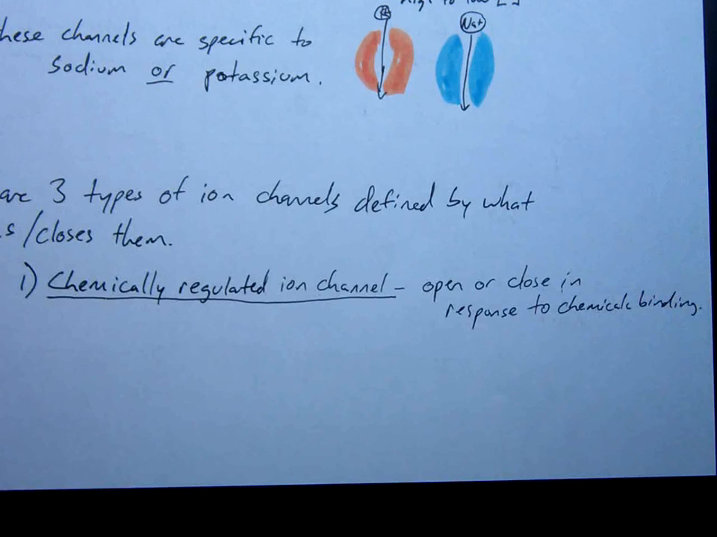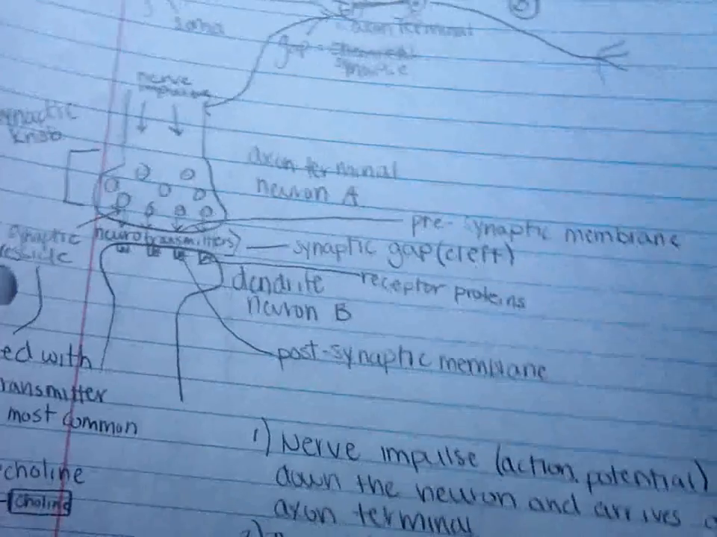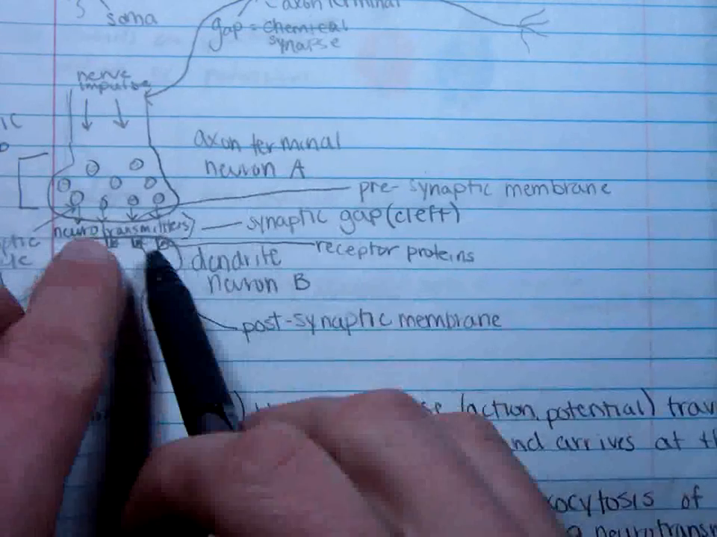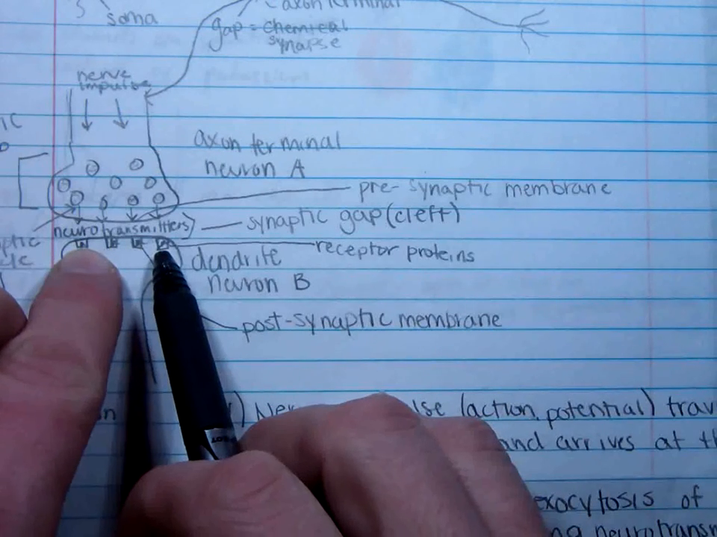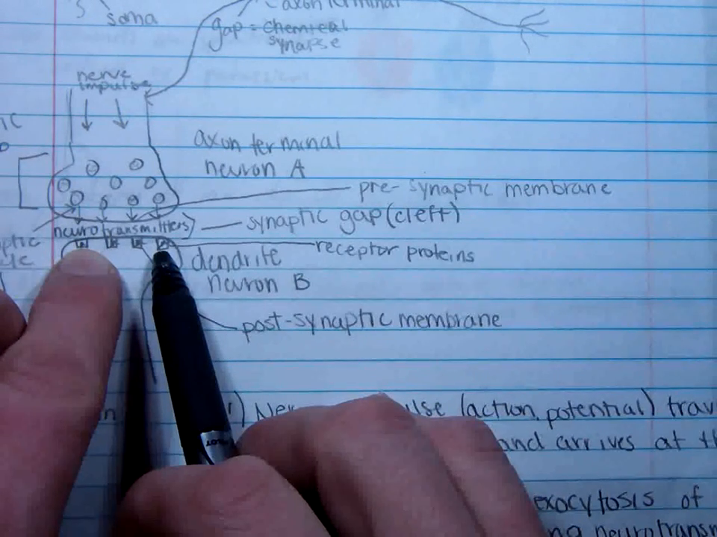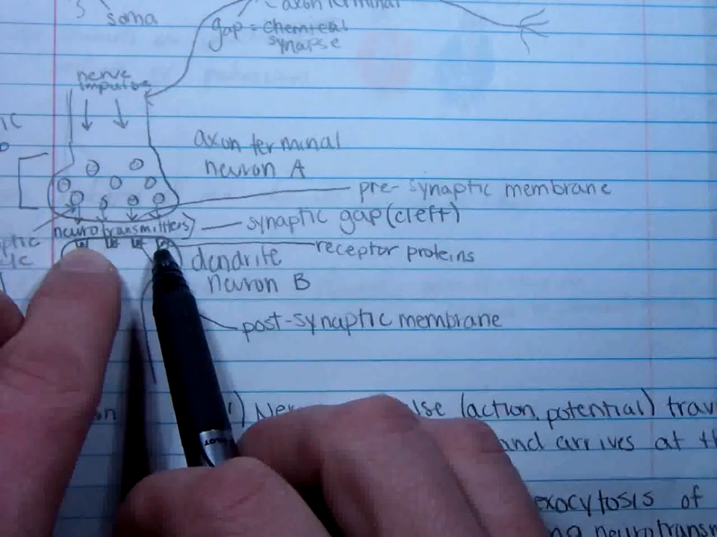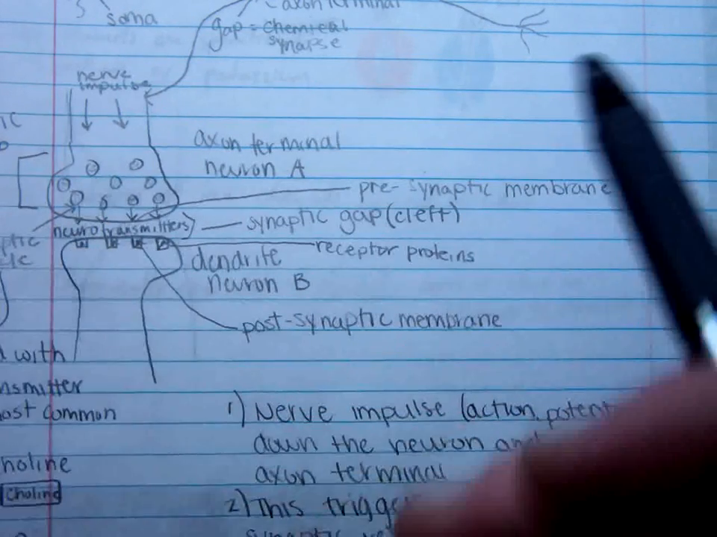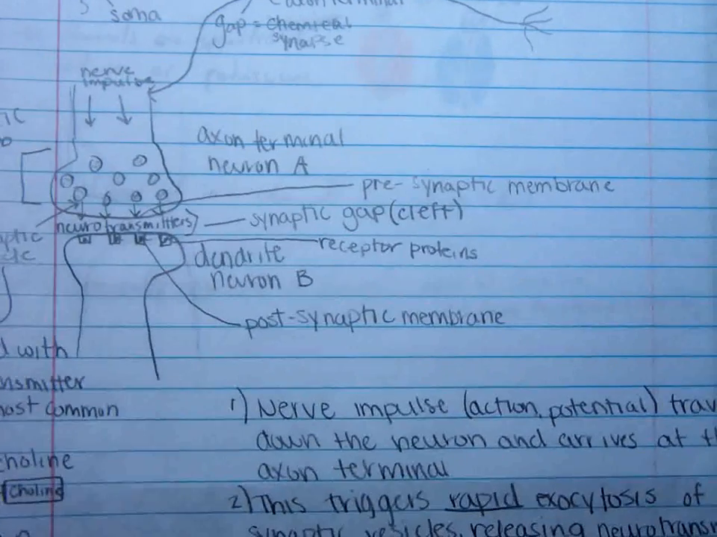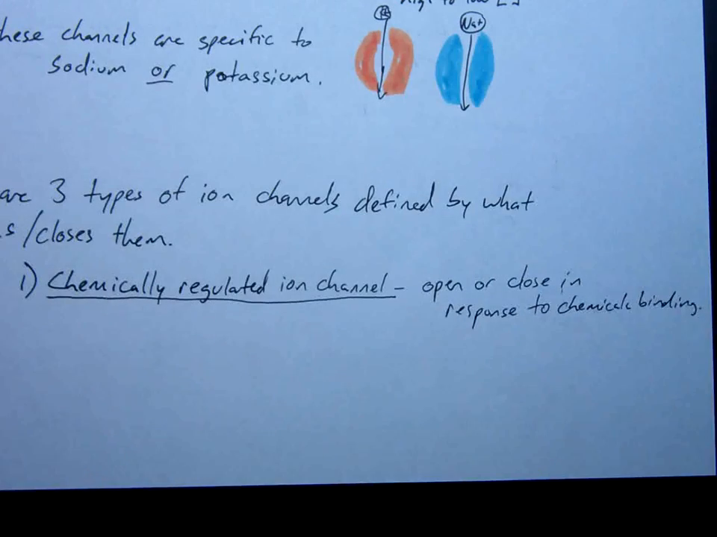Let me show you where you're going to find one of these. Okay? Where you find a chemically regulated ion channel is right here. Those receptors that are at the synapse, that's what they are: chemically regulated ion channels. Chemicals bind and it causes them to open or close. Okay? So that's where you'll find those, primarily, thank you, at the synapse.